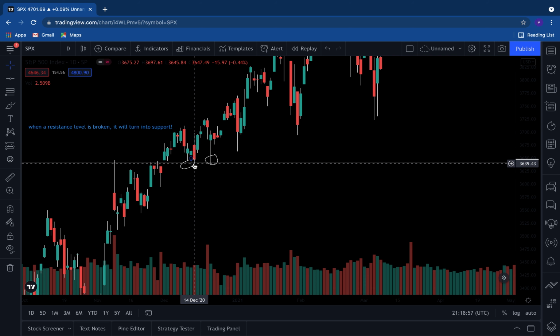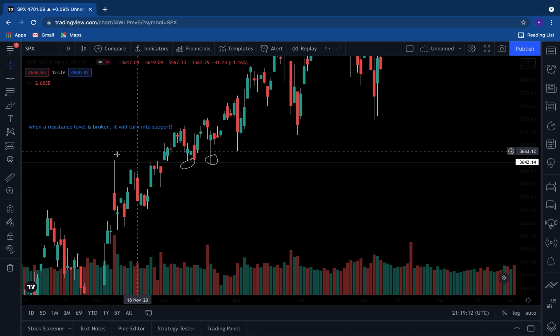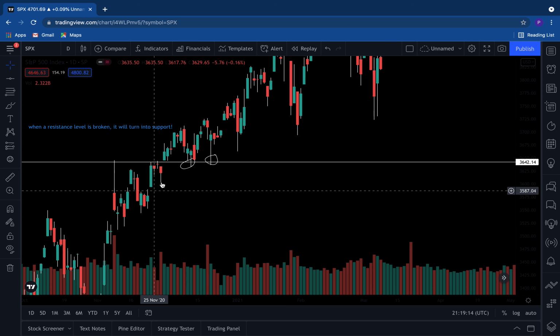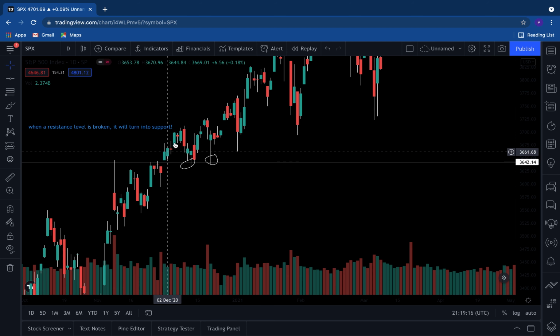What is a retest? After a support level is either broken or a resistance level is broken, more often than not, you will see a retest of that level, right? So, right, we have this resistance level. Once buyers broke, right, we broke right here.